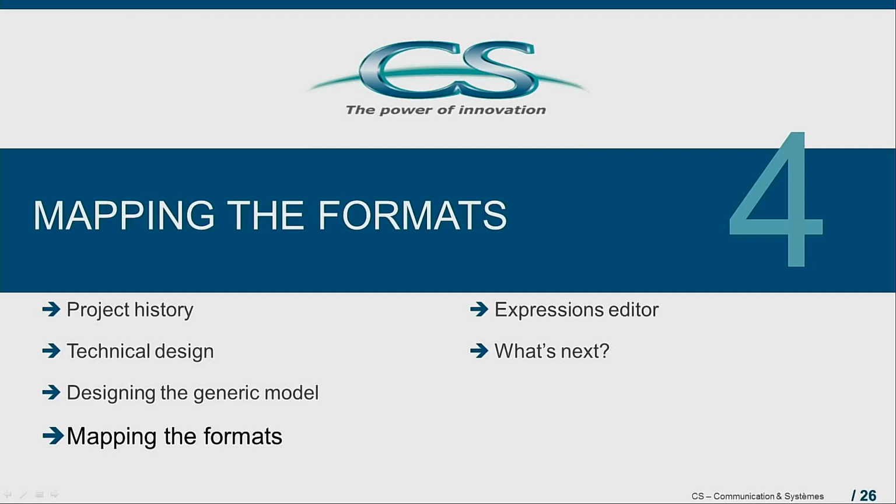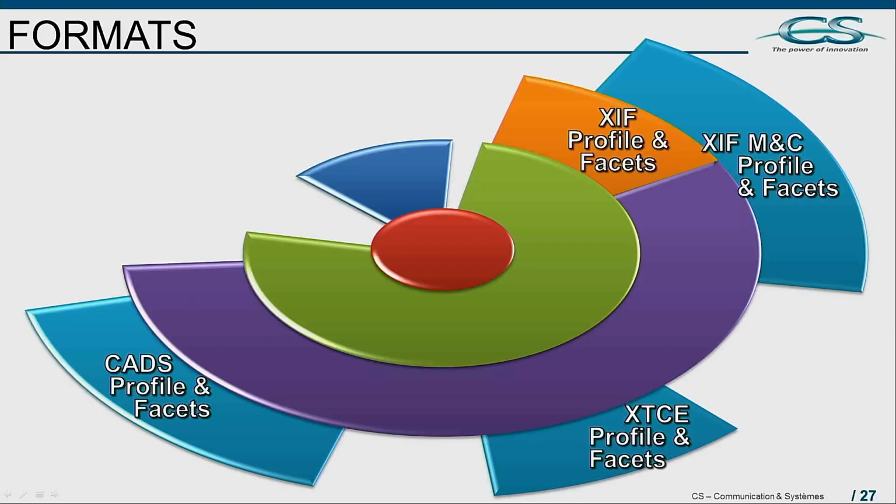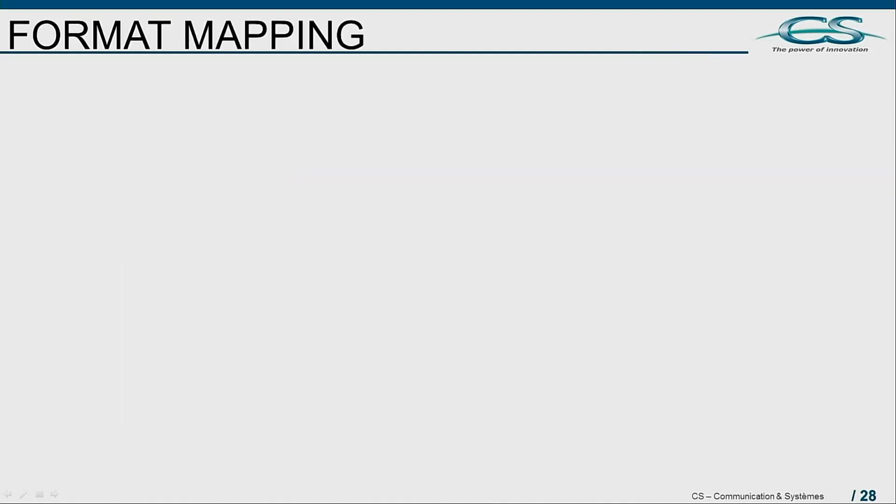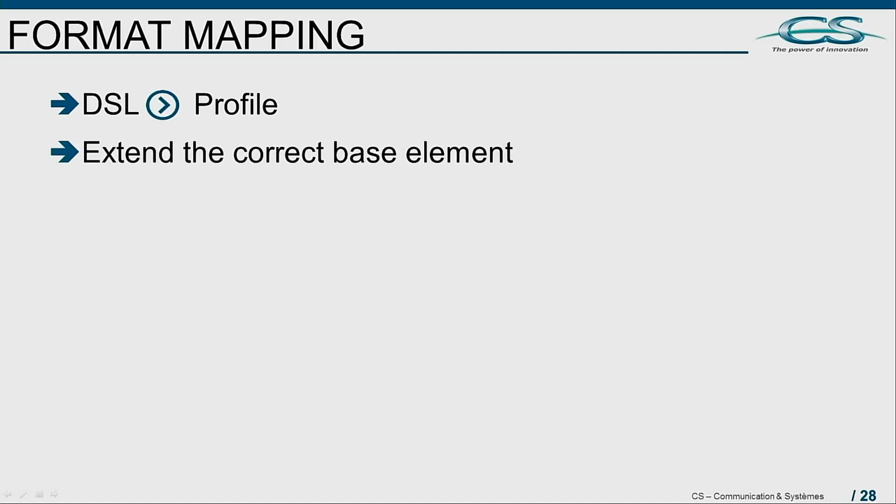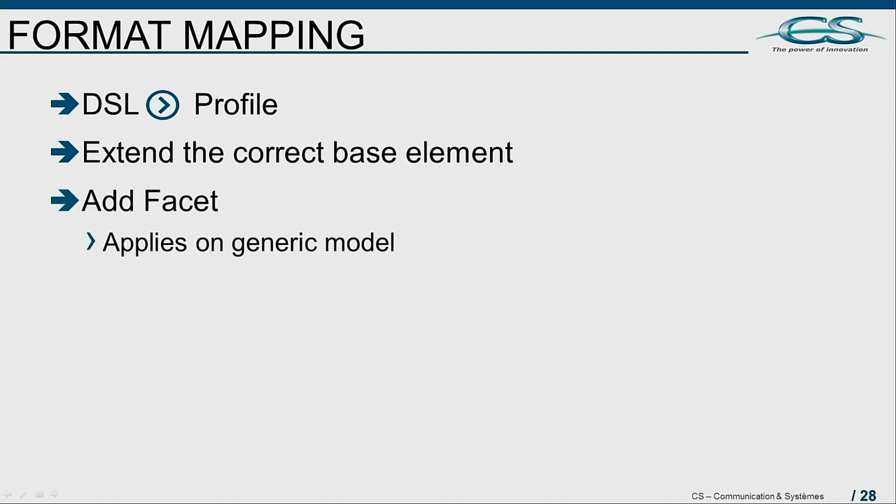So how do we map the formats? As a reminder, here are the formats, and these contain information in profiles, and the facets rely on the inner layers. So first, we have the DSL, which is an XSD or ECOR file, which we import in a profile. So the mapping is very simple. It's a one-to-one mapping. One class equals one stereotype. When you have these stereotypes, we extend them. We make them extend the correct base element, depending on whether they have a name or whether they can contain children. Then we add facets, which apply on the generic model to compute the derived information.